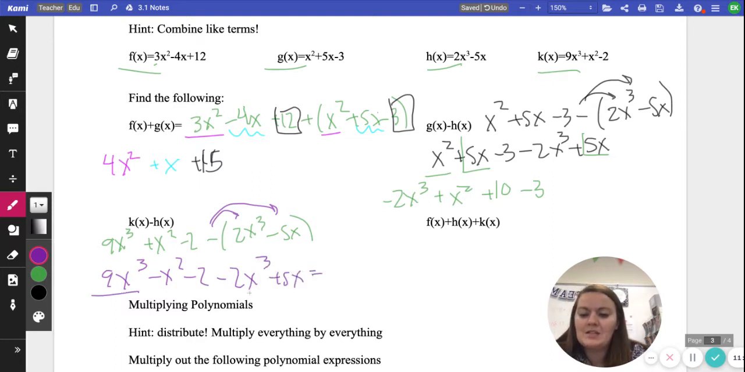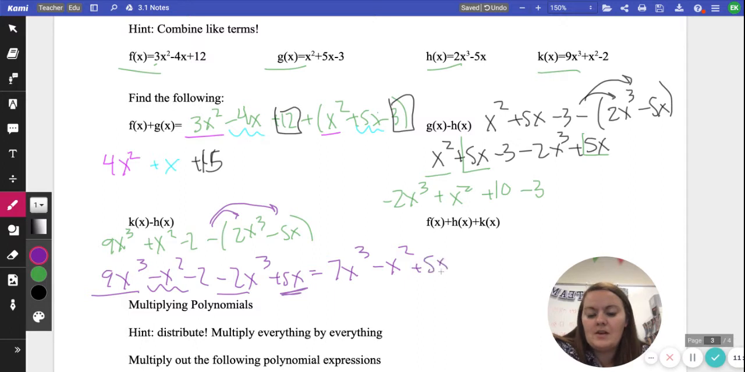So I have 9x cubes and negative 2x cubes, so I put them together and we get 7x cubed. I just have 1x squared, that negative x squared. And then I have positive 5x, and then I have minus 2. Typically, the standard order is to write it with the powers decreasing as you go. That's why I like to write it in that order.